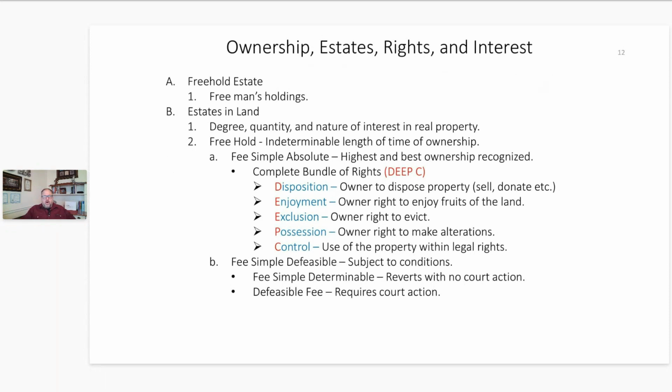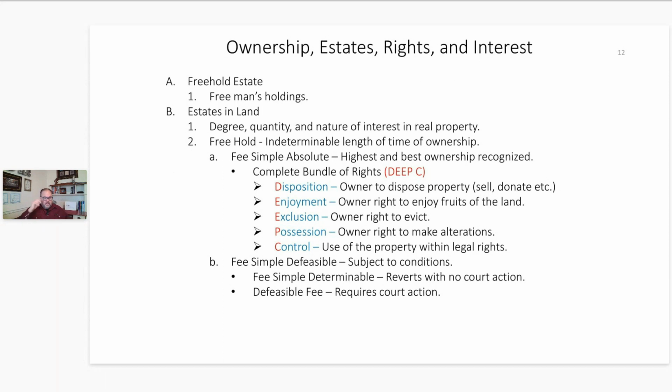All right, let's move on and talk about ownership, estates, rights, and interests. This is a big section here. Now, the definition of the word estate in land is the degree, quantity, and nature of interest someone has in property. I'm going to give it to you in a big picture here, kind of a big umbrella. If I say the word estate in land, all I'm saying is, I've got a certain degree, a certain quantity, and a certain nature of interest in property.